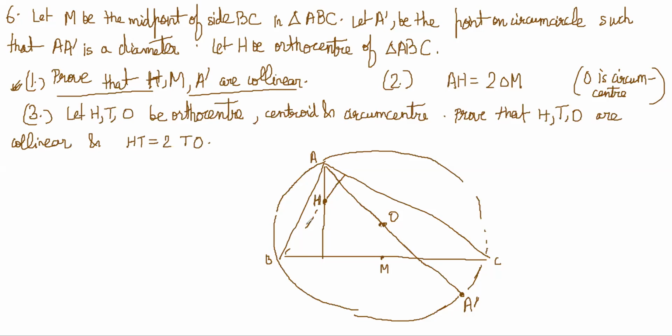Let's mark this point as D. Extend this to meet it here. So those two are 90 degrees, like if you join OM. They are parallel. Join everything. We want to prove that this is collinear.